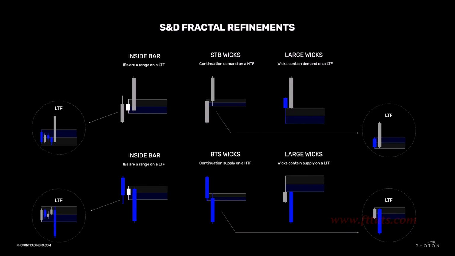And then the final example we have here is when we have large wicks. So if you want to refine this further, right, because you want to make your zone smaller to increase your accuracy, to increase your reward to risk ratio, then you can just simply draw the zone covering only the wick rather than including the body of the candle too. And the reason why we do this is because that wick will contain a zone on a lower time frame. So when we hop on the charts and we start drawing supply and demand zones, these fractal refinements can be very powerful and useful, whereby you can really understand and see on one time frame what is happening on a lower time frame without even having to go down and look at it.